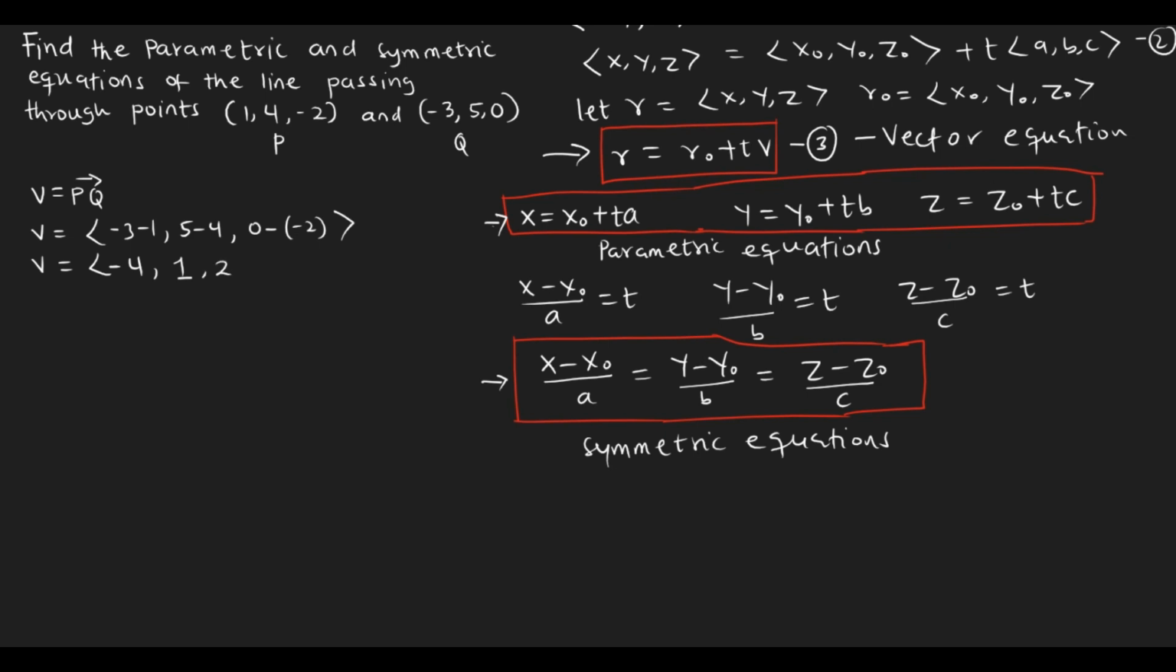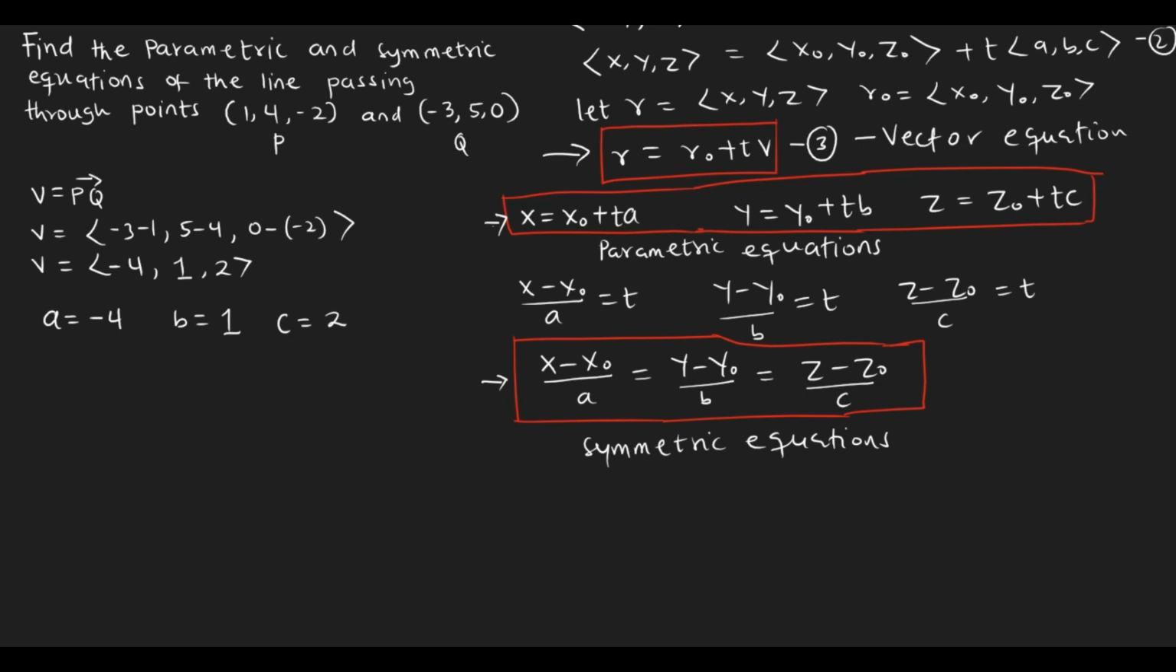When I simplify this, V is equal to (-4, 1, 2). So to find the direction vector, all you have to do is subtract the initial point from the final point. I used P as the initial point and Q as the final point, and then I found the vector V. So we now know V. From here we can take a to be equal to -4, b to be equal to 1, and c to be equal to 2.